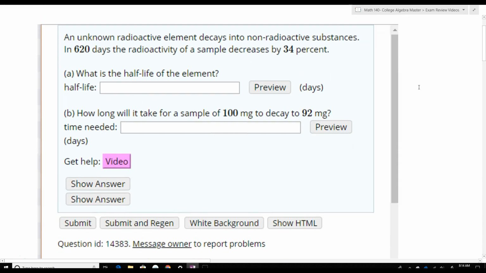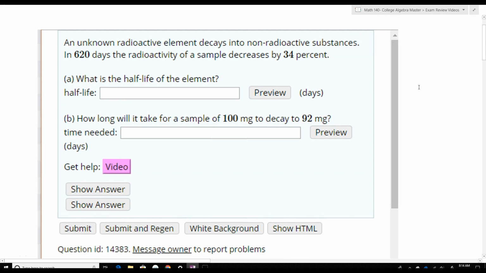This is from chapter 6, and chapter 6 was on exponentials. And so here's what it says: an unknown radioactive element decays into non-radioactive substances. In 620 days, the radioactivity of the sample decreases by 34%. What is the half-life of the element? And then how long will it take for the sample of 100 milligrams to decay to 92 milligrams? And then it'll tell me the time needed.